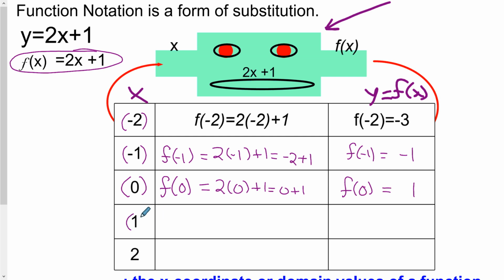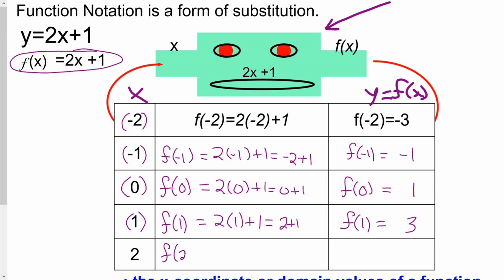Let's try the next one, where x is 1. It's going to be f of 1 equals 2 times 1 plus 1. 2 times 1 is 2, plus 1 gives us 3. So f of 1 equals 3. And lastly, this one is going to be f of 2. What happens if x is 2? It's going to be 2 times 2 plus 1. 2 times 2 is 4, plus 1 is 5. So f of 2 equals 5.